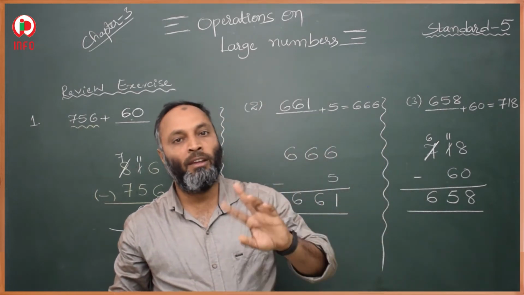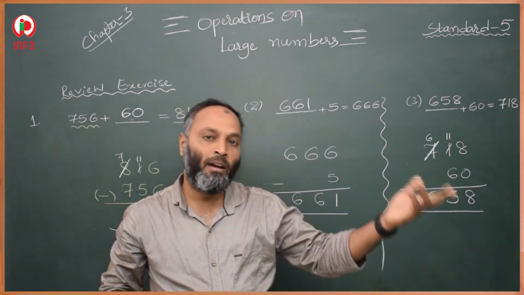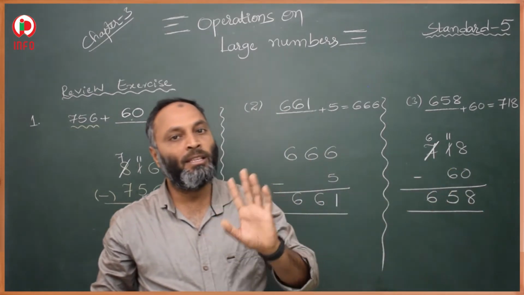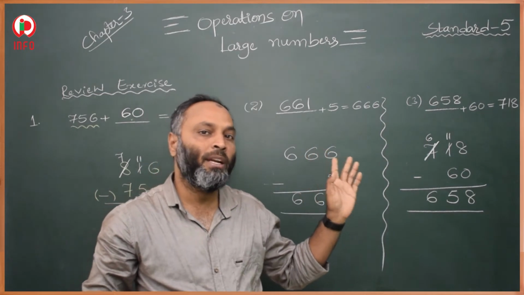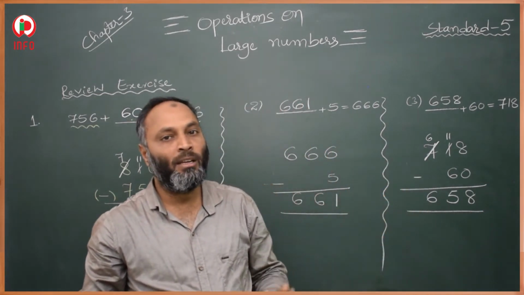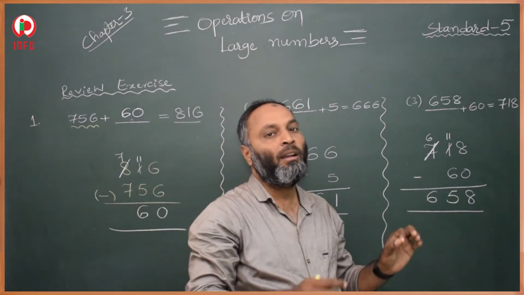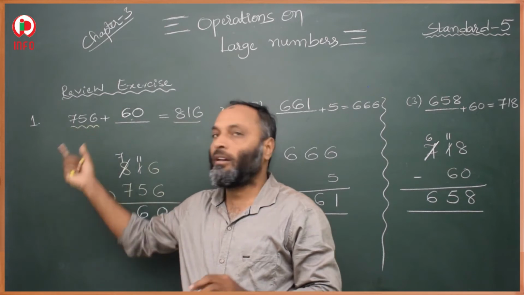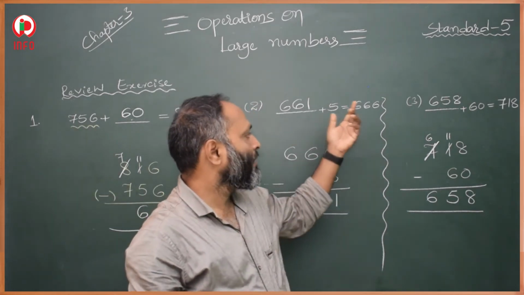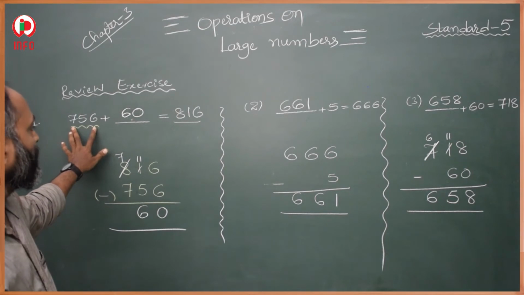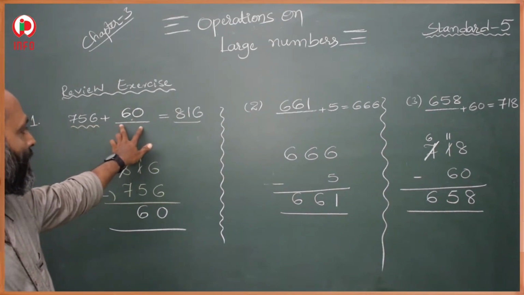This is the first addend and this is the second addend. The first addend 658 is added to 60, then we get 718. This is the method. If the first addend or the second addend is given, and the sum is given, then we have to subtract the given addend from the sum, and we will get the second or first addend. This is the way to find the missing addend.